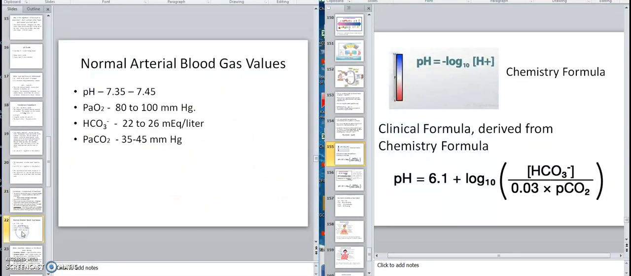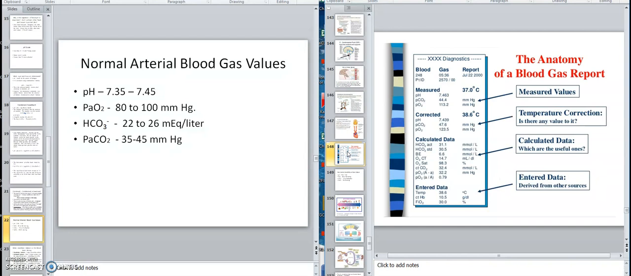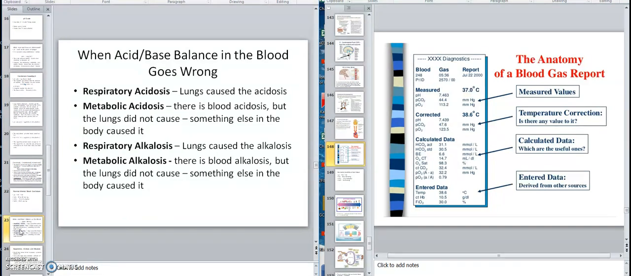Here are the normal ranges again for this. See here, right here is the arterial blood gas right there. That's the normal ranges. Okay, right there. Okay. When acid-base balance in the body, in the blood goes wrong, we said it falls into 4 cubby holes as far as what it would be. And our job now is to try to figure out which of these. Now, what's the problem really with the wrong acid and base? What's the problem with pH?